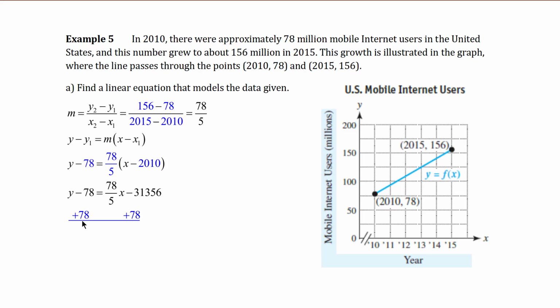Simplifying the left-hand side, minus 78 and plus 78 cancel out, and we get a y. On the right-hand side, we have minus 31,356 plus 78, which will give us negative 31,278, and then we bring down the 78 over 5x. Our final result is y equals 78 over 5x minus 31,278.